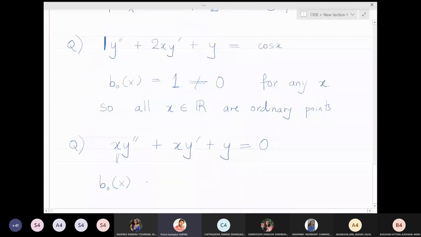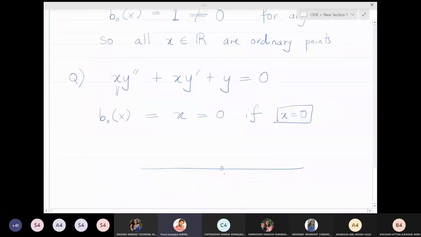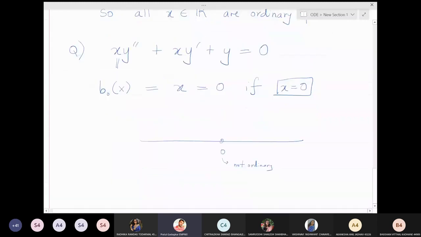When is x equal to 0? If the value of x is itself 0, then in the real line only 0 is not allowed as an ordinary point. So this is not ordinary. So who are the ordinary points? Therefore all non-zero real numbers are your ordinary points, right?